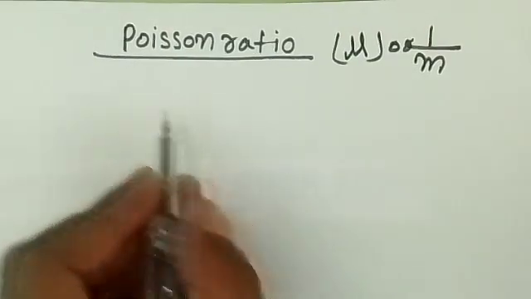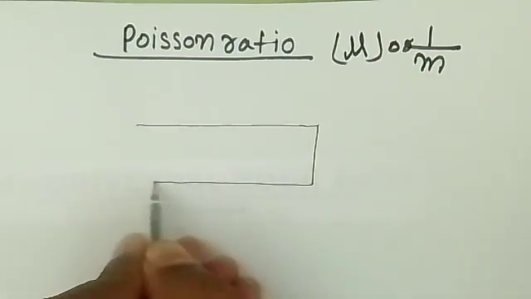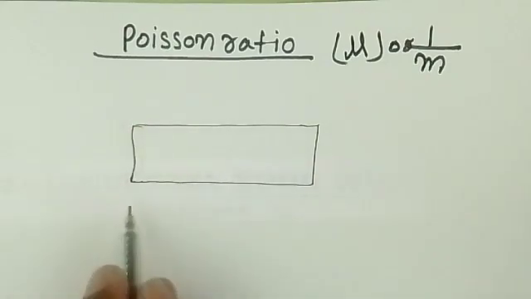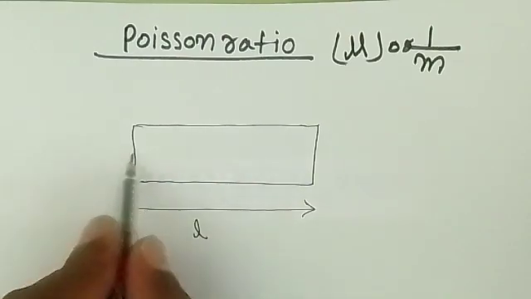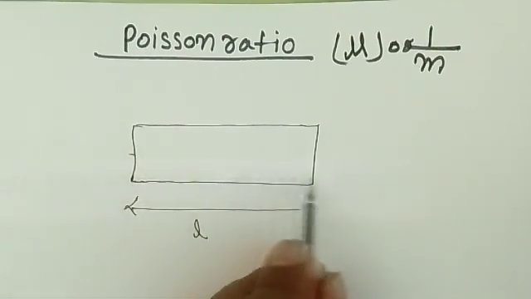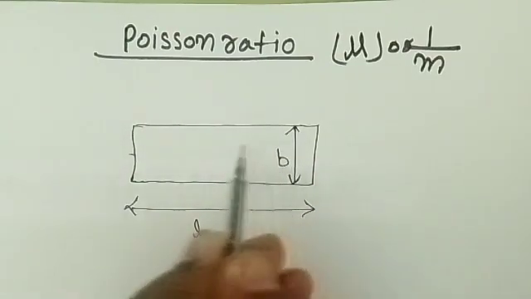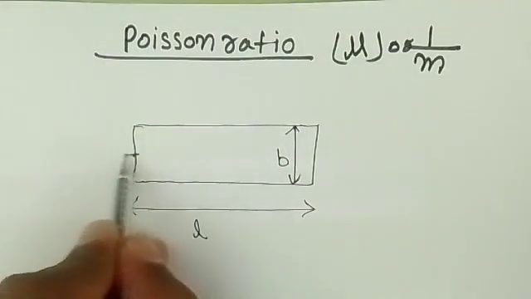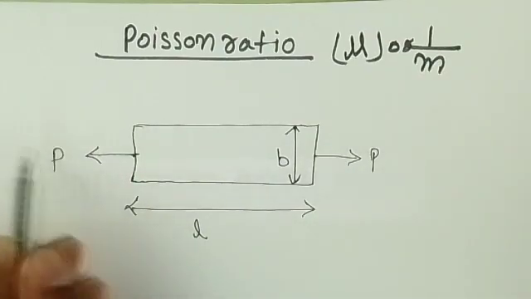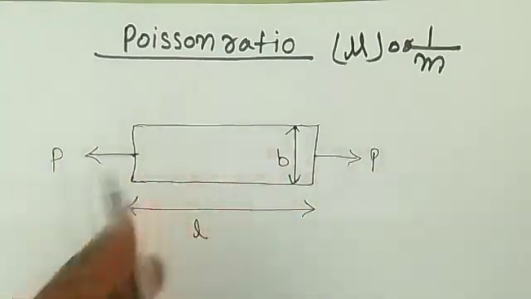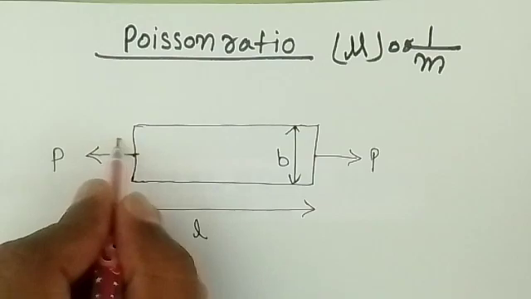If you remember the previous video, we have a bar whose length is L. This is the longitudinal dimension, and this is the lateral dimension, let's say B, the width of this element. We are pulling this body with a magnitude of P, so we are applying a tensile load. When you apply the load, the longitudinal dimension will increase but the lateral dimension will decrease.